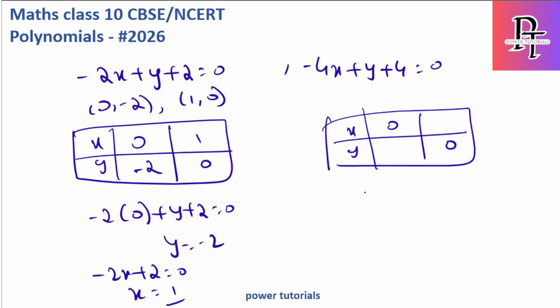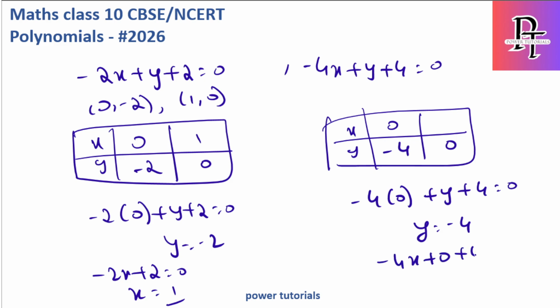What about the second equation? If I keep x as 0, I'll get minus 4 into 0 plus y plus 4 is equal to 0. So the y value is minus 4. Same way, if I keep y as 0, I'll get 0 plus 4 is equal to 0. So minus 4x is equal to minus 4. The x value is minus 1. So I got both the points, which are 0 comma minus 4 and minus 1 comma 0. Okay, so now we have two points for both the equations.